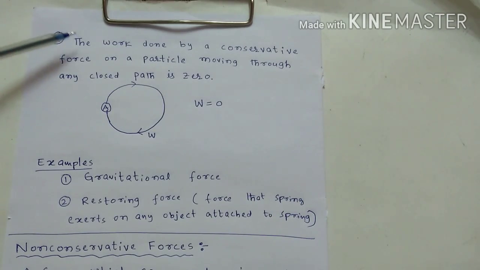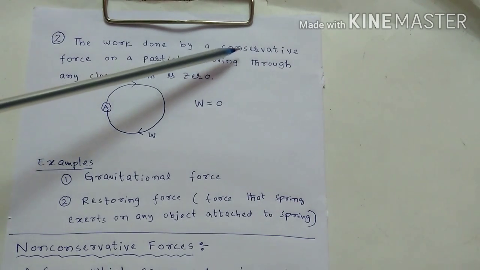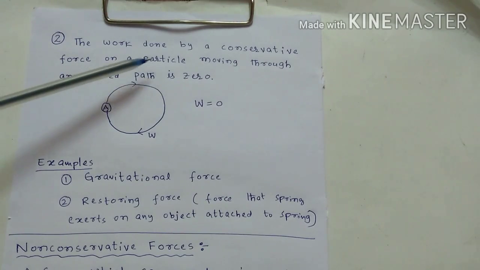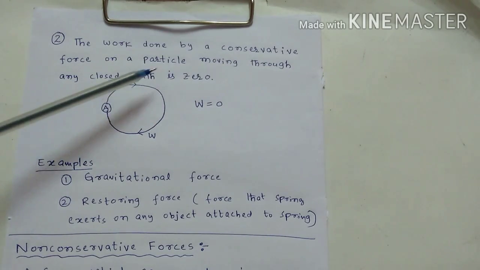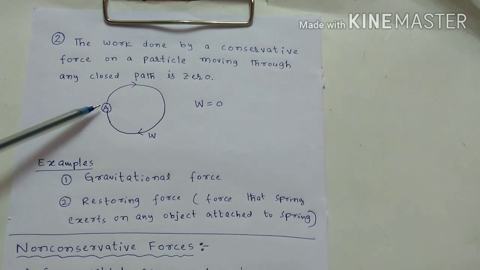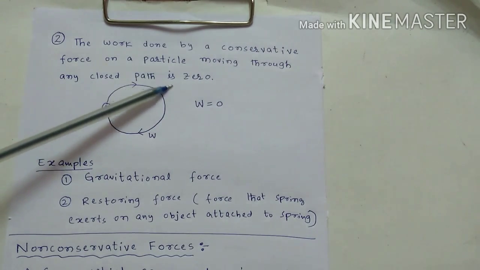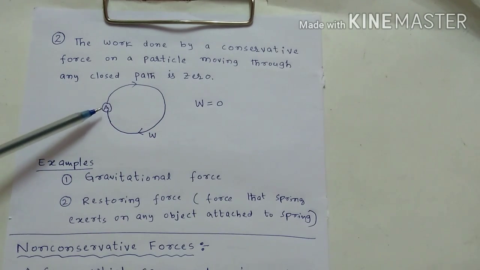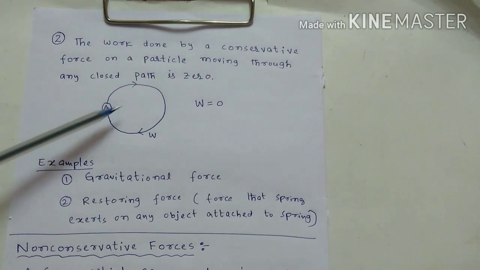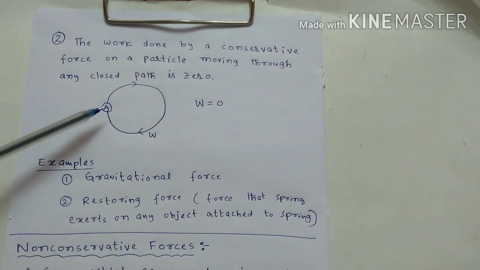Second point, you see, the work done by a conservative force on a particle moving through any closed path is 0. See here, the particle started from point A. It has moved, it has come back to the original position. Work done by the conservative force is 0. W equal to 0 because total displacement is 0.